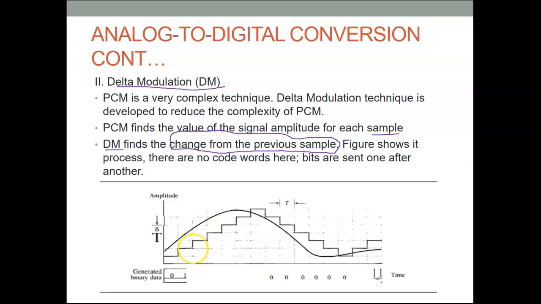Like for example, here it increased. This one also increased. But here it's decreasing. So you see the change from the previous sample. Here it's increasing, here it's decreasing. When it's decreasing, we indicate it with zero, but when it's increasing again, we indicate it with one. So this is easier. I have a signal, I divide it into samples. If it's increasing, I indicate it with one. If it decreases, I indicate it with zero. So at the end, I send the bits one after another.